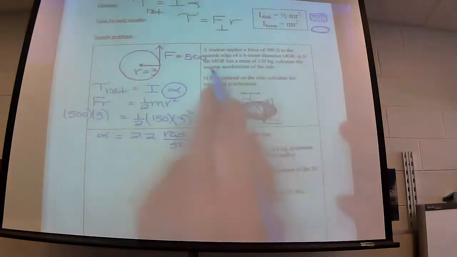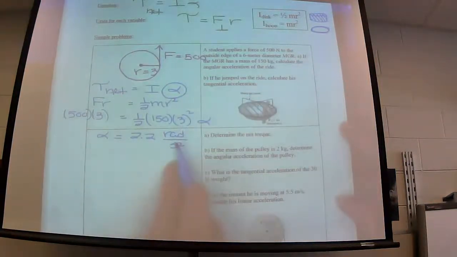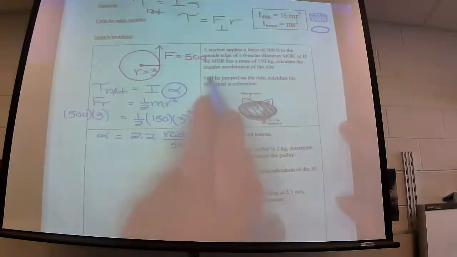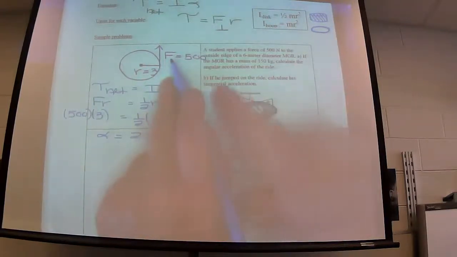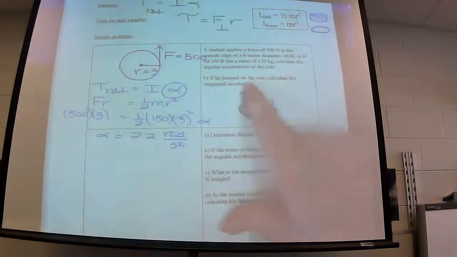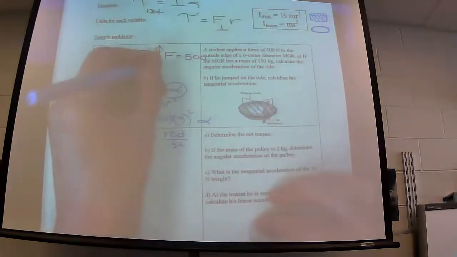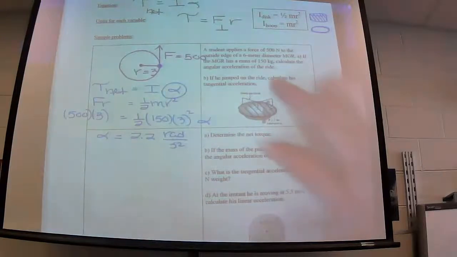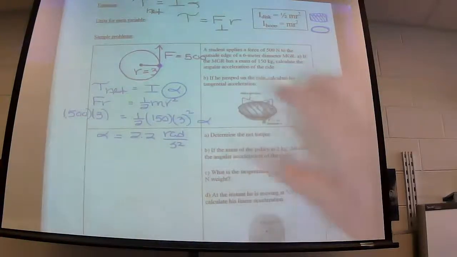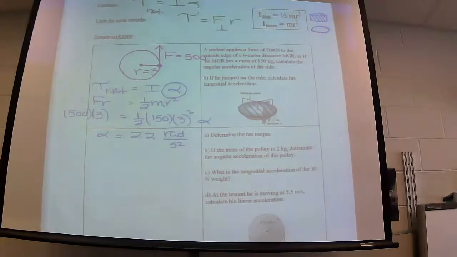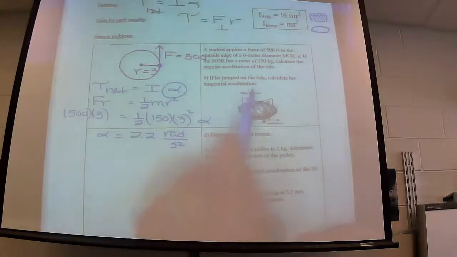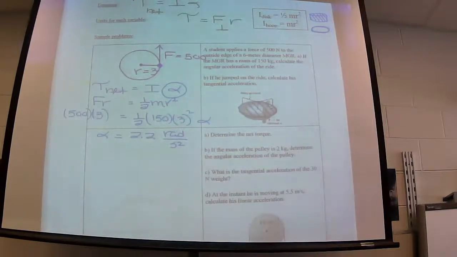All right. Calculate the angular acceleration of the ride. I just did that. But look at the next question. Now, the student who's applying the 500 is going to jump on the ride. So when he jumps on the ride, he's right here. He jumps on. Calculate his tangential acceleration. He now feels pulling on his stomach. His hair's blowing in the wind. How can you calculate his tangential acceleration?